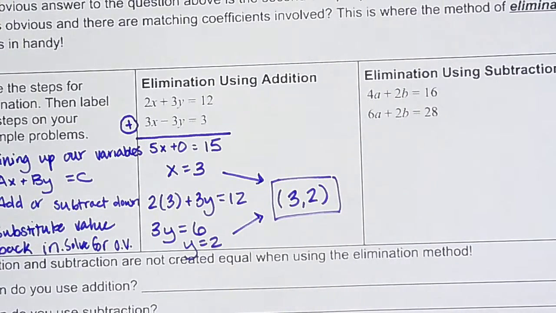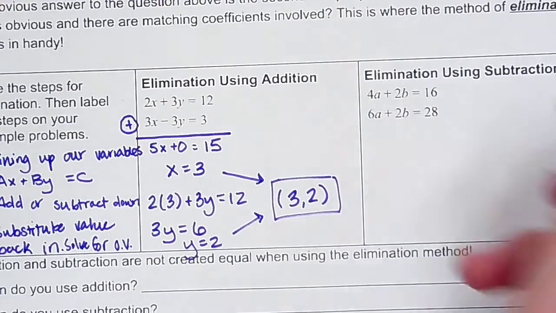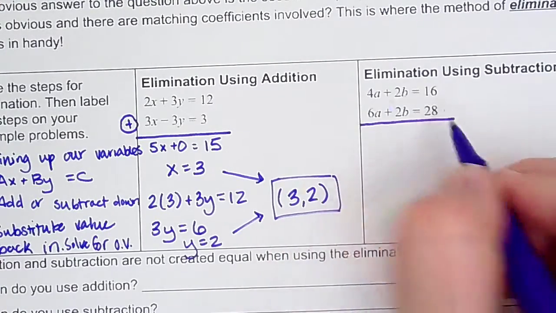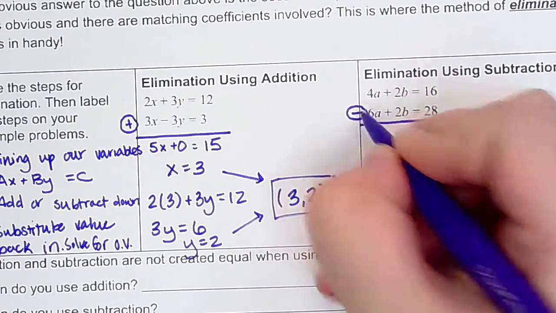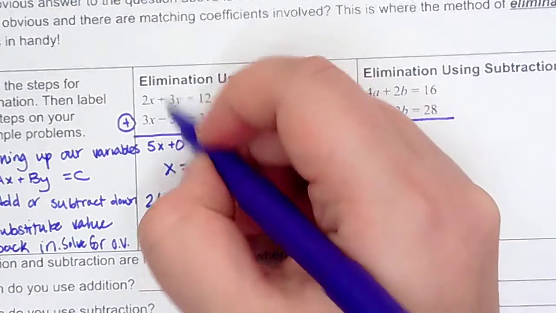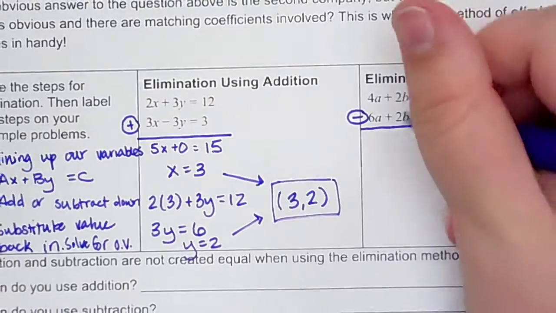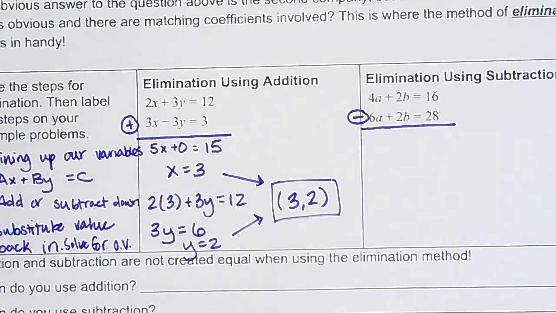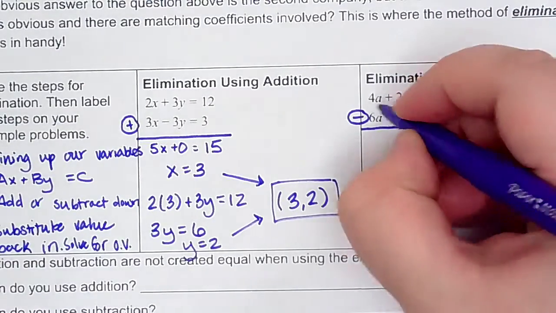But what about elimination using subtraction? Well, let's go ahead and take a look at this one. In this one, I'm going to go ahead and subtract them. And you may already see why this is the case. Before, when we were adding, something eliminated. This time I need something to eliminate as well. So I'm going to go ahead and subtract down.